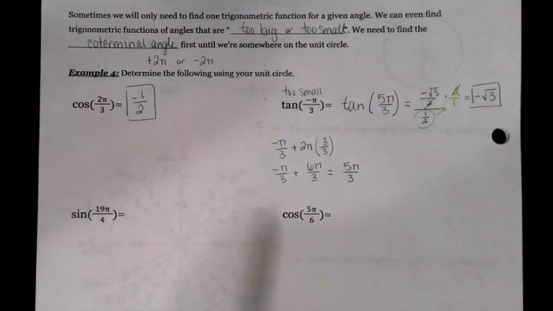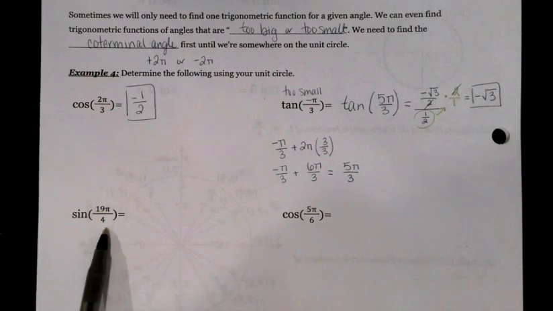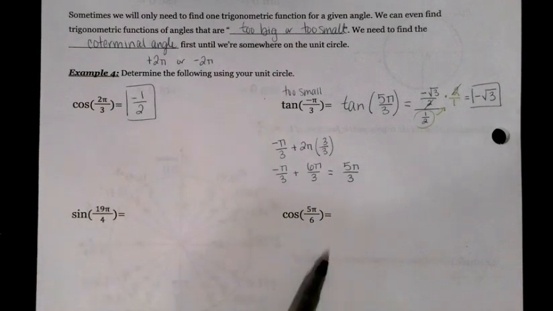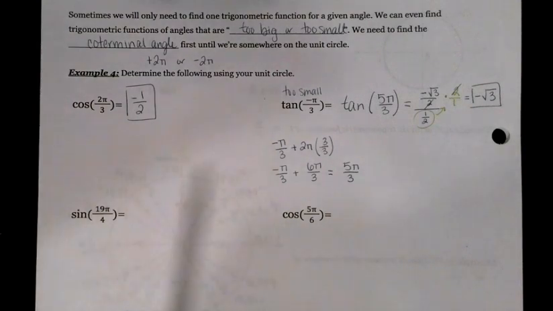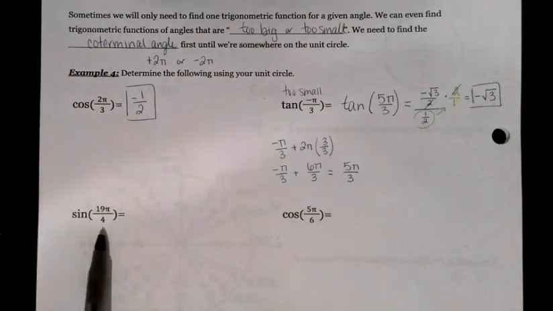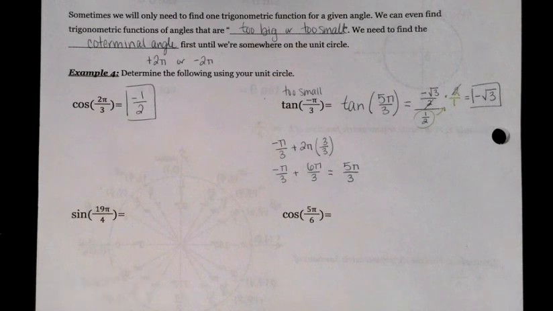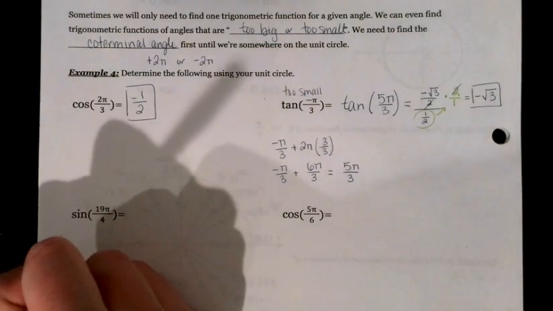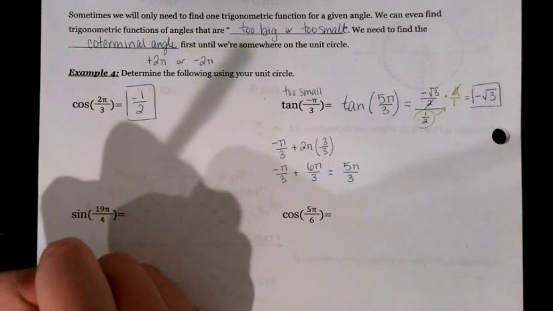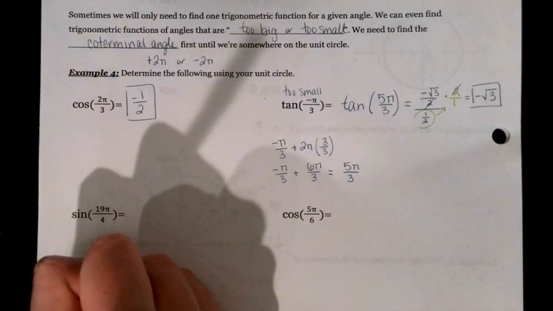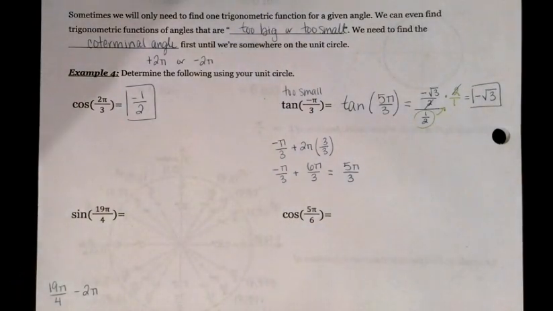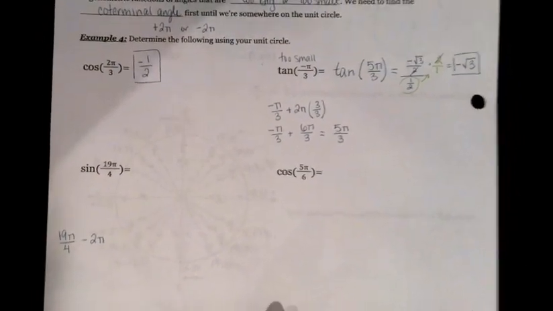So the last one that I'm going to go through is sine of 19 pi over 4, and then I'll leave this one for you to do. So sine of 19 pi over 4, well, 19 pi over 4, I know is too big, but if you're ever not sure, go ahead and take a look at your unit circle, see if you can find it, and then if you can't, that means you have to find a coterminal angle. So down here, I am going to subtract 2 pi. I'm going to scoot this a little bit so we can see what I'm doing.